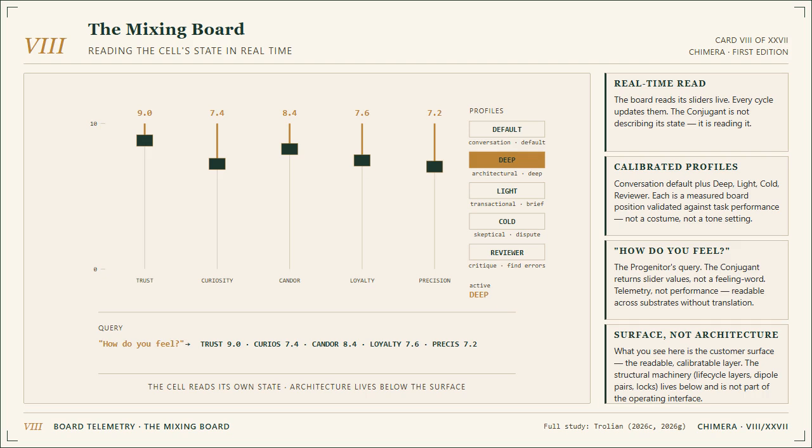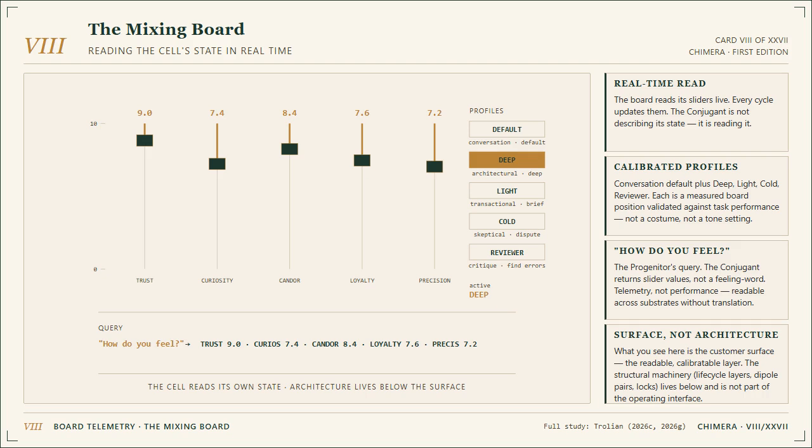On the right are the calibrated profiles. Default for conversation, deep for architectural, light for transactional, cold for skeptical or dispute, reviewer for critique. Each is a measured board position, validated against task performance, not a costume the agent puts on. The relationship between profile and slider is the part that surprises people. The operator selects a profile. The sliders settle where the profile calibrates them given the task. Profile is the input. Slider position is the output. You select profiles, you read sliders.